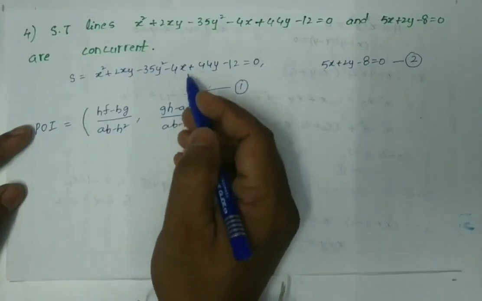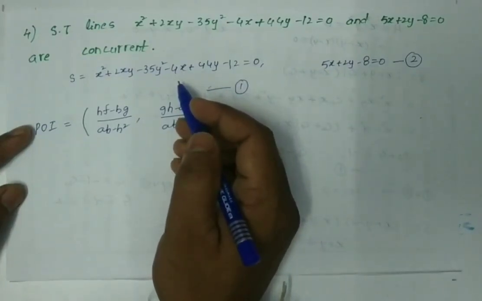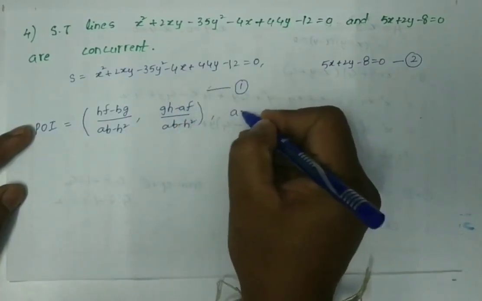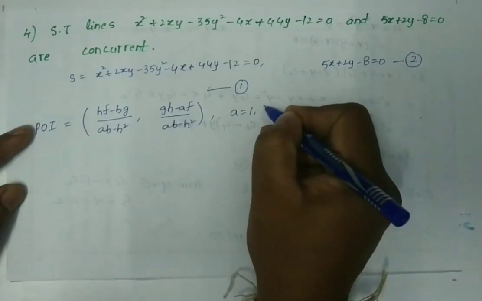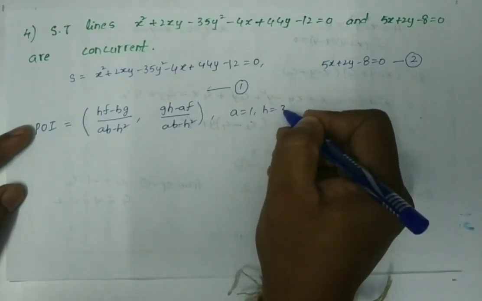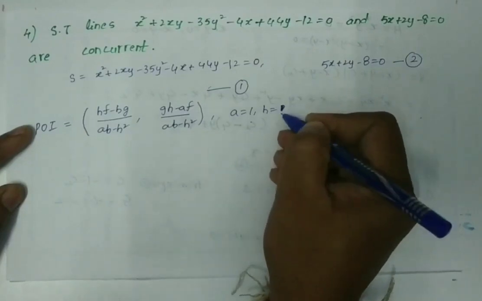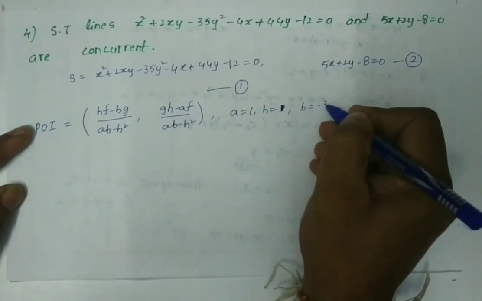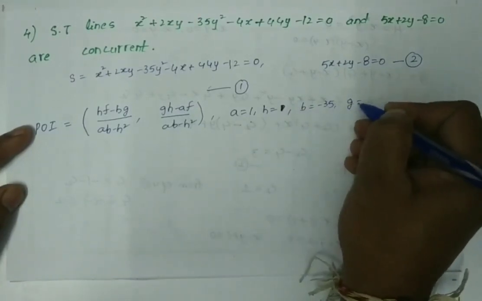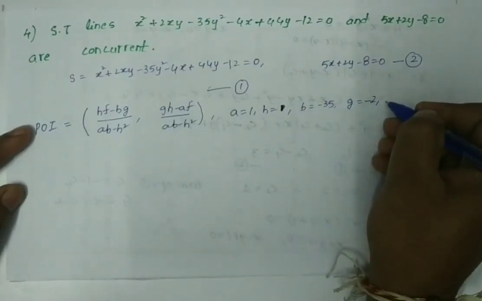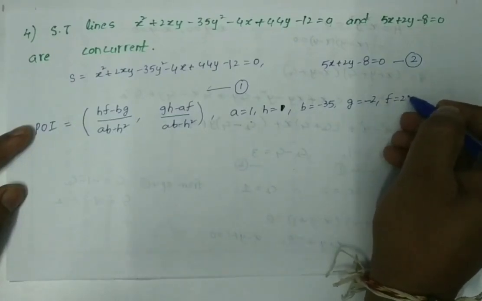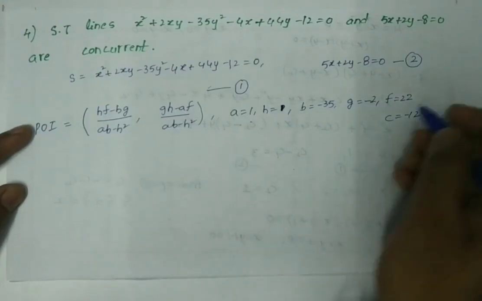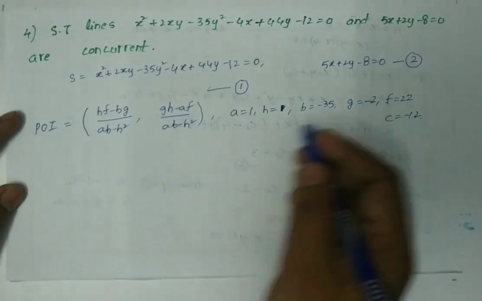By comparing this equation with the standard equation of a non-homogeneous second degree equation, we get the values a is 1, and h is 1 because 2h is equal to 2. Next, b is minus 35, g is minus 2, f is 22 and c is minus 12. Now let us substitute all these values here.